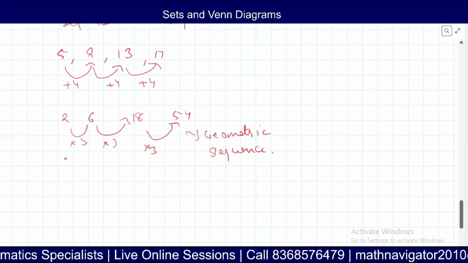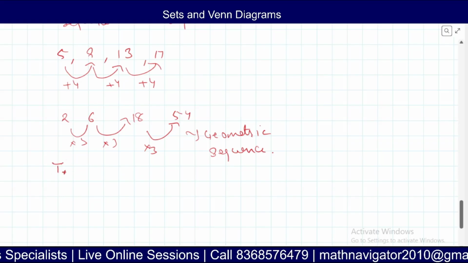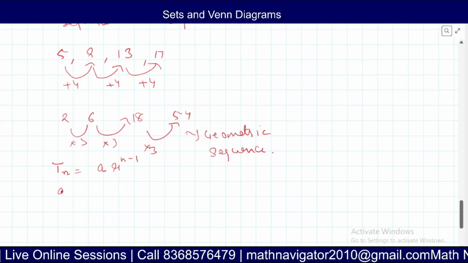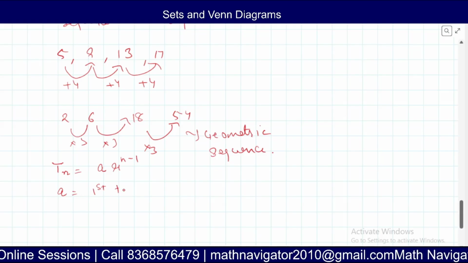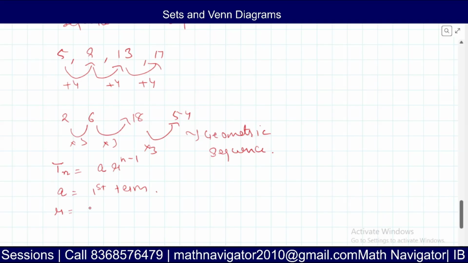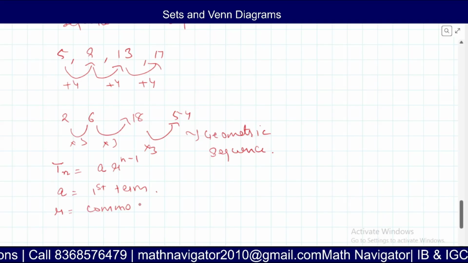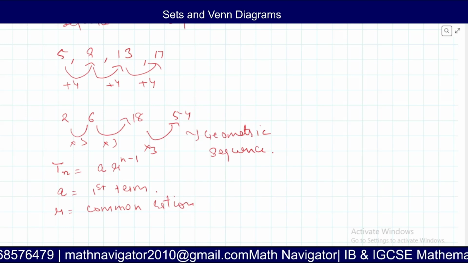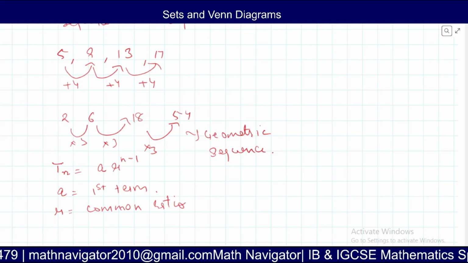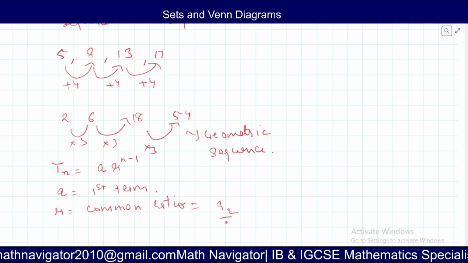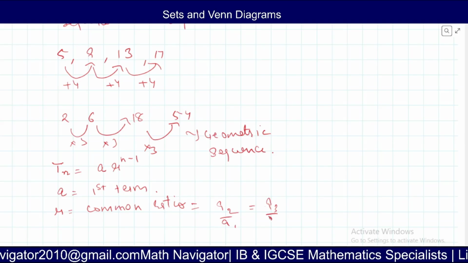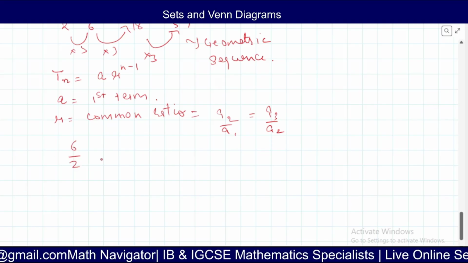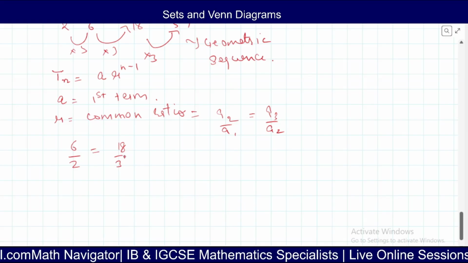So for a geometric sequence, the nth term can be found by a r to the power n minus 1. Here a is equal to the first term, r is equal to the common ratio, which is given by a2 by a1 or a3 by a2. That means 6 by 2 or 18 by 6. Both will give me the same answer, which is 3.